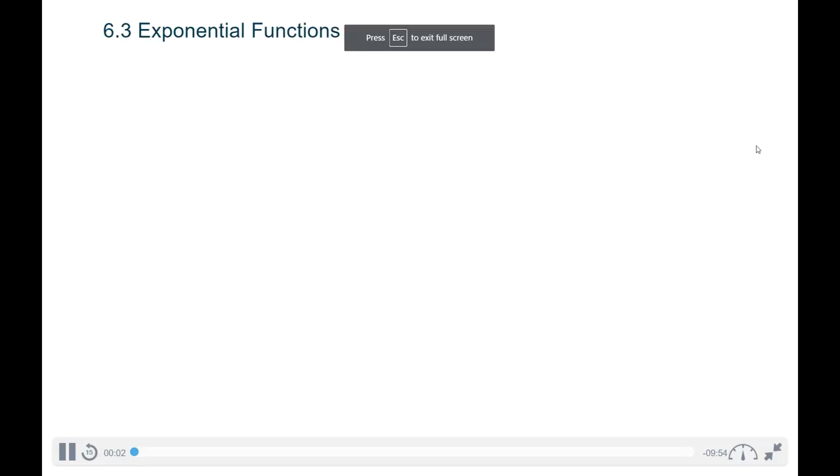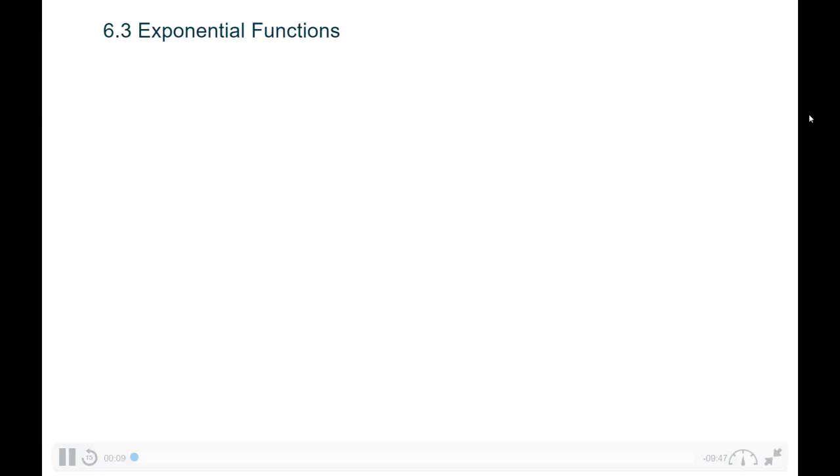6.3 is on exponential functions, and so far we've just had linear functions. So remember, back to linear functions, they just formed a line. Well, now exponential functions are going to form something different. Exponential functions just means that your numbers are going to exponentially get larger or smaller.